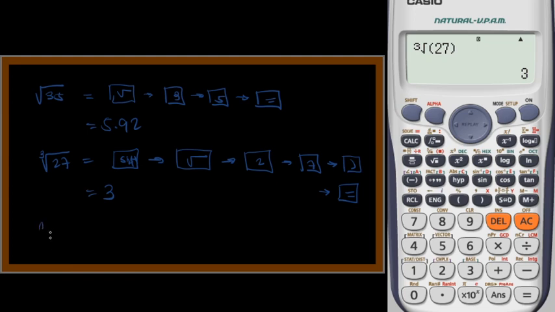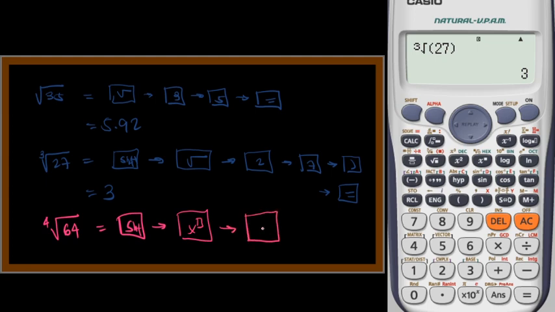Now how about the nth root? For example, the fourth root of 64. What you are going to do is press shift, then the x to the bar, then you input first the root here, so 4, because that is the fourth root. Then you input 6, then 4, then the close parenthesis and equals. This method will be applicable if you are using the default function of a Casio calculator.